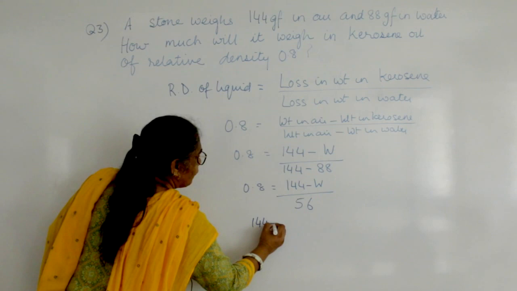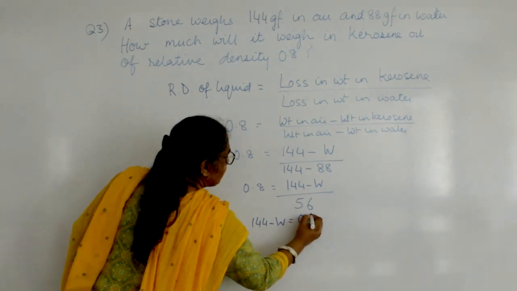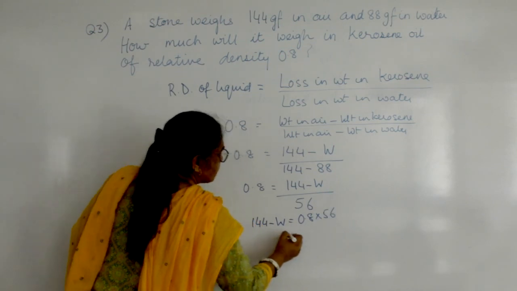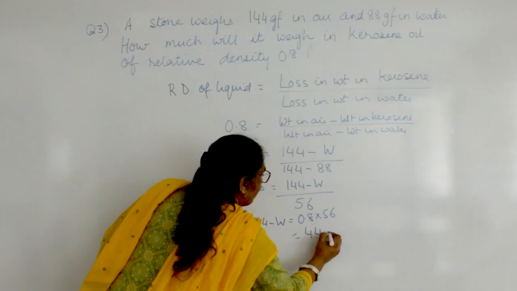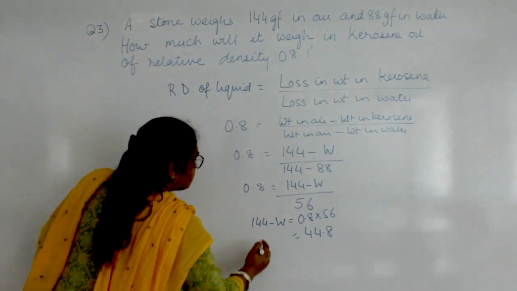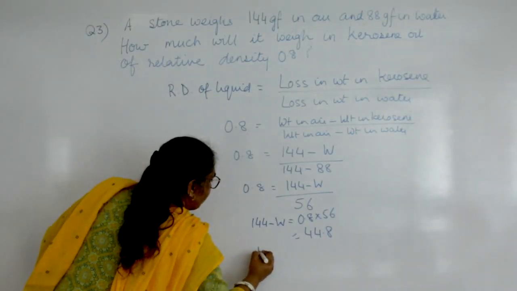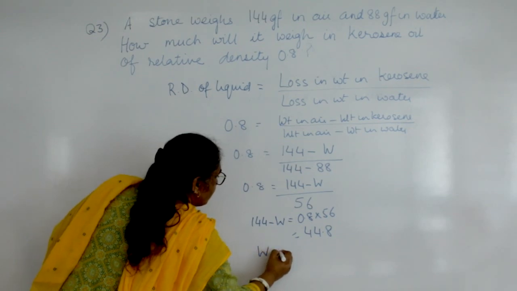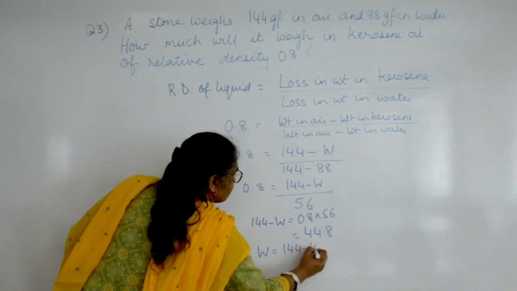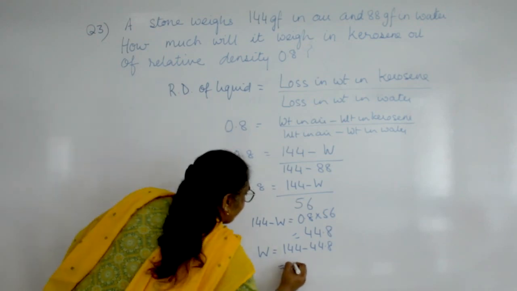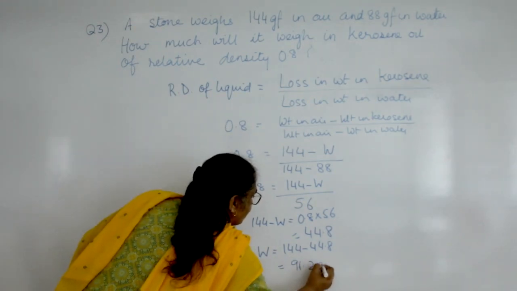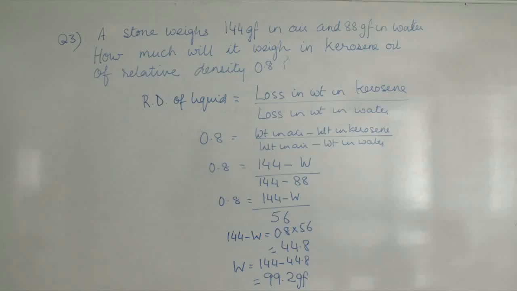and then you cross multiply, you will have 144 minus W is equal to 0.8 into 56. When you multiply 0.8 into 56, you will get 44.8. Now, this W can go on the other side. So, you will have W equal to 144 minus 44.8, which is going to give you 91.2 gram force. So, this is what we are getting as the weight of the solid in kerosene oil.